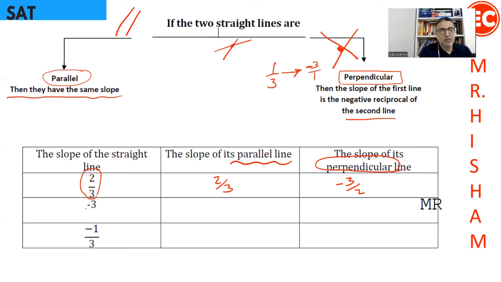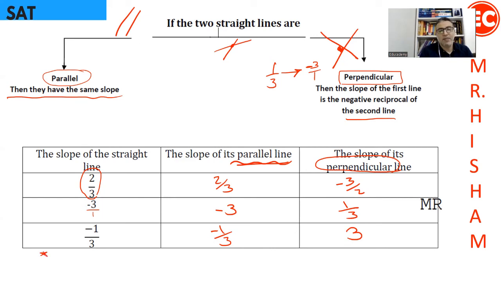But what if the first one is -3? The second is -3 in case of parallel. But in case of perpendicular, it's going to be 1/3, as we can rewrite -3 as -3/1. So I flip and I change the sign. But what about -1/3? It's -1/3 for parallel. But what about the perpendicular? It's 3. I flip, I change the sign.